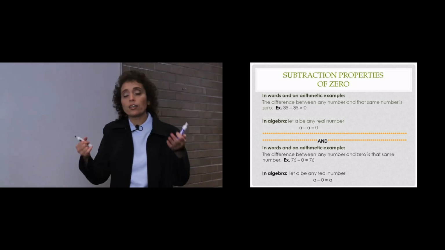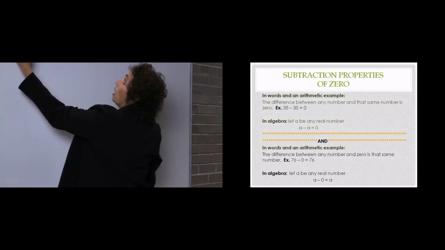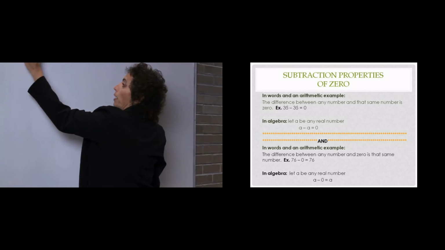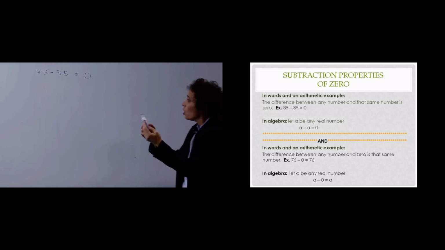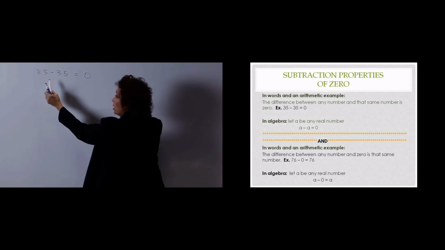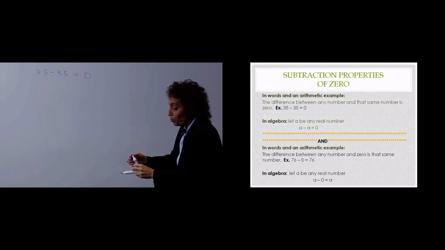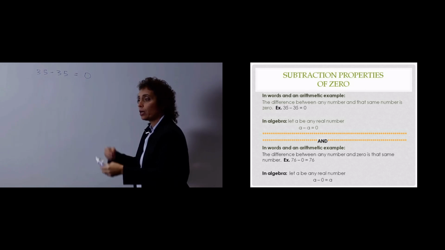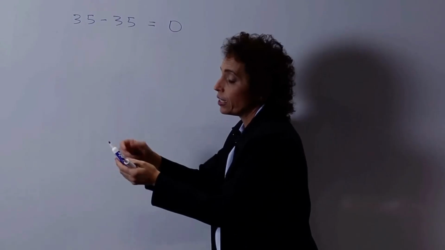Okay, let's look at the effect of 0 on subtraction. Okay, let's say we have 35 minus 35. Well, we know that's 0, but is that always true? When you take a number and subtract itself, will you always get 0? Clearly, that's always true. So that's one of the subtraction properties of 0, that when you subtract a number from itself, you're going to get 0.